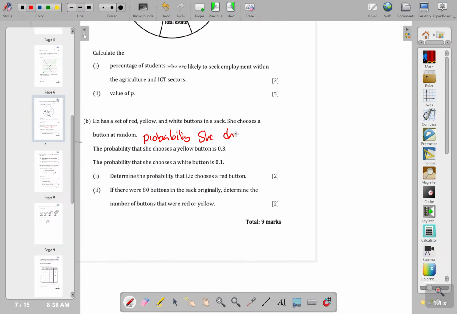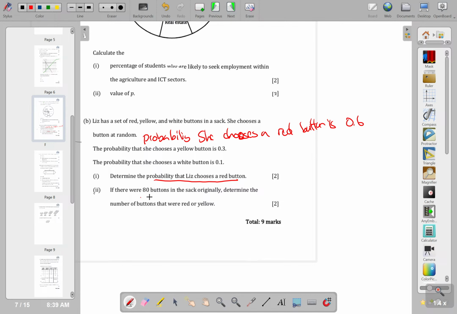she chooses a red button is 0.6. They didn't give me that information, but because of my knowledge of probability, I know that she can get a yellow, she can get a white, but can't she get a red also? So that means that there is a probability for red also. Go find it. Determine the probability that she chooses a red. Oh, well, there we go. We answered part 1. There we go. All right, let's go.